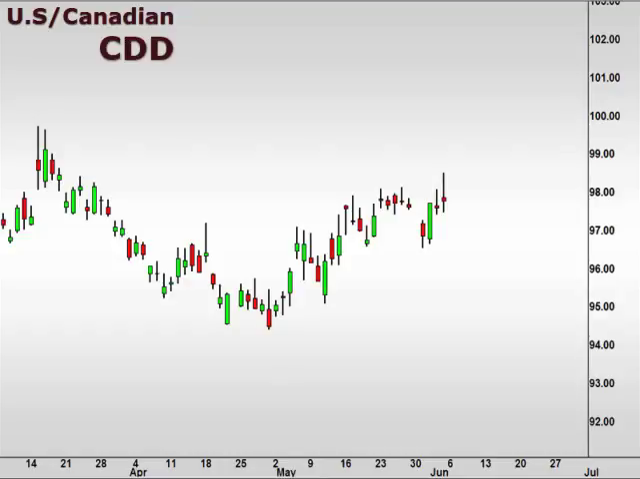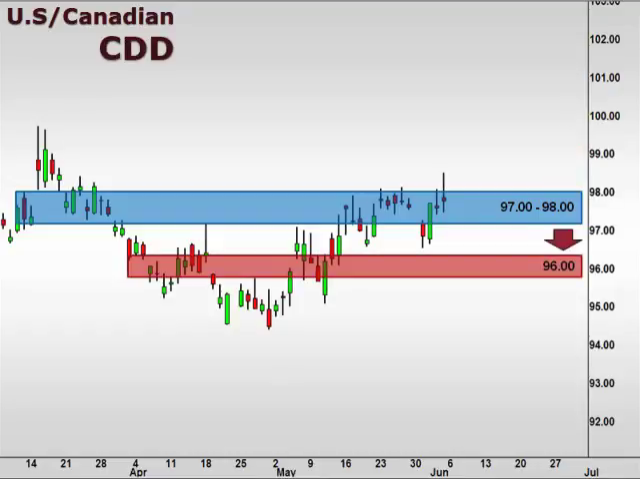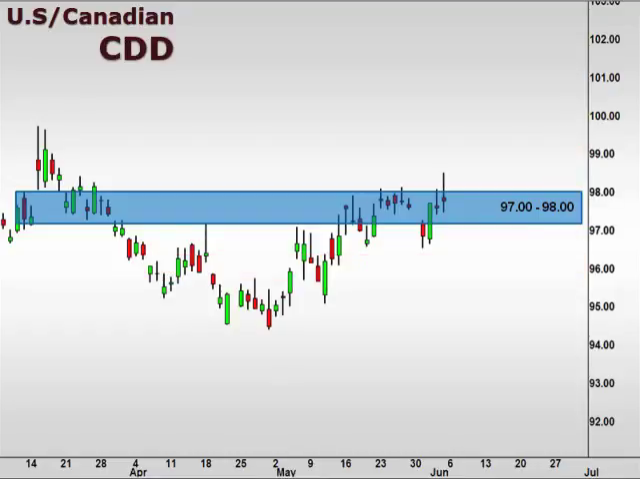Next up, the U.S. versus the Canadian dollar is seen here in the ISC FX Options Pair Value CDD. The CDD dropped early last week, but once again finished Friday's trading session testing resistance at this 98 level. We need to see a break above 98 to signal a continuation higher. Failure to break above 98 lends credibility to a retest of this 96 support level.